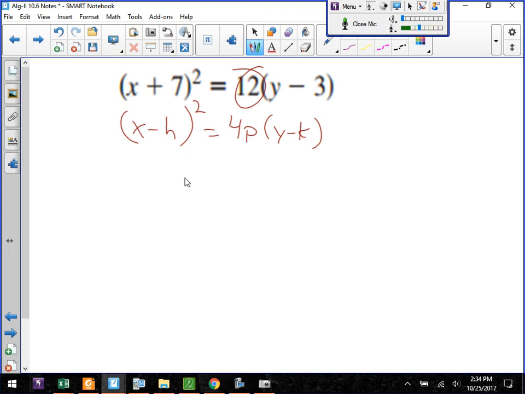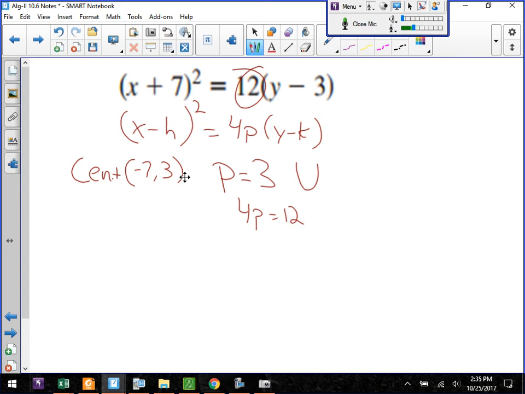So in this example, where's our center located? Very good. Our center is located at (-7, 3). What's our p-value going to equal here? 3. Very good. So remember, your p-value is going to be 3 because you set the 4p equal to 12. And that's what tells you that it's moving upward. What's that distance of p stand for again? I know it's been about a week since we did that.